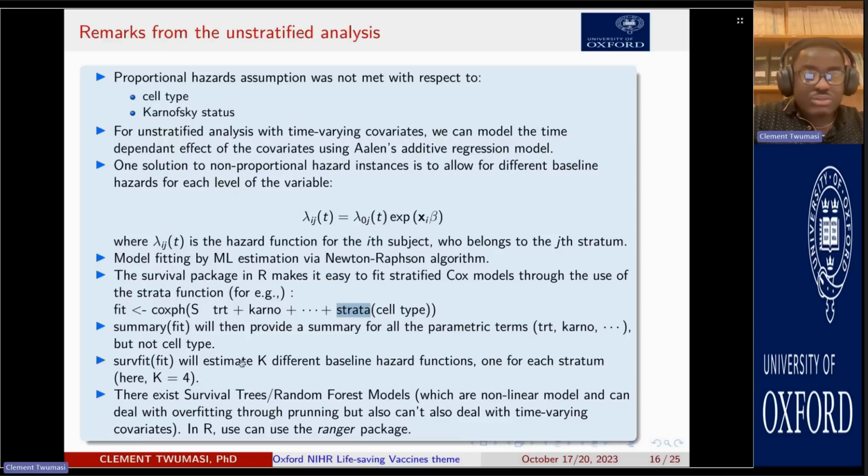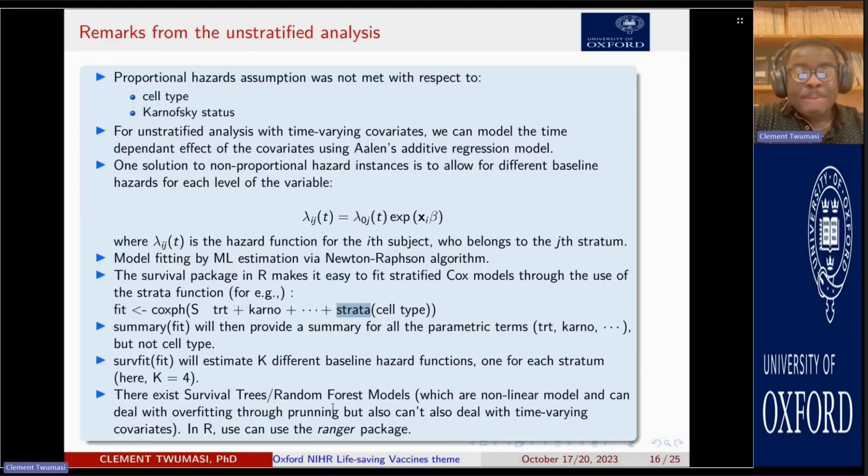So that is something you have to note in this case. Here, I'm just considering all the predictors in the model, but we now have cell type as a stratum, because we are assuming that once a variable is considered as a stratum in your model, it means that it didn't achieve the constant hazard assumption. That is the take-home message.